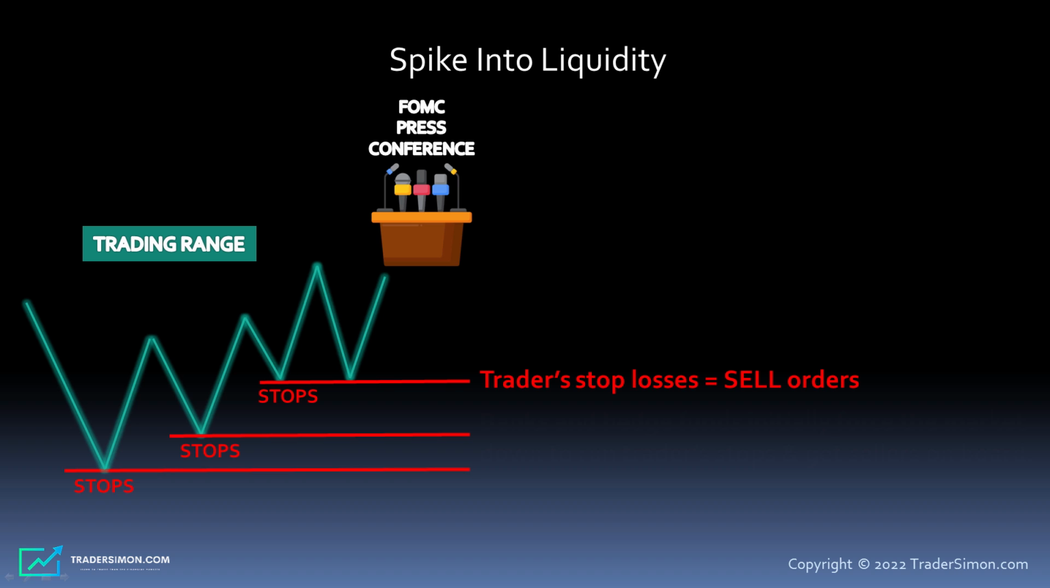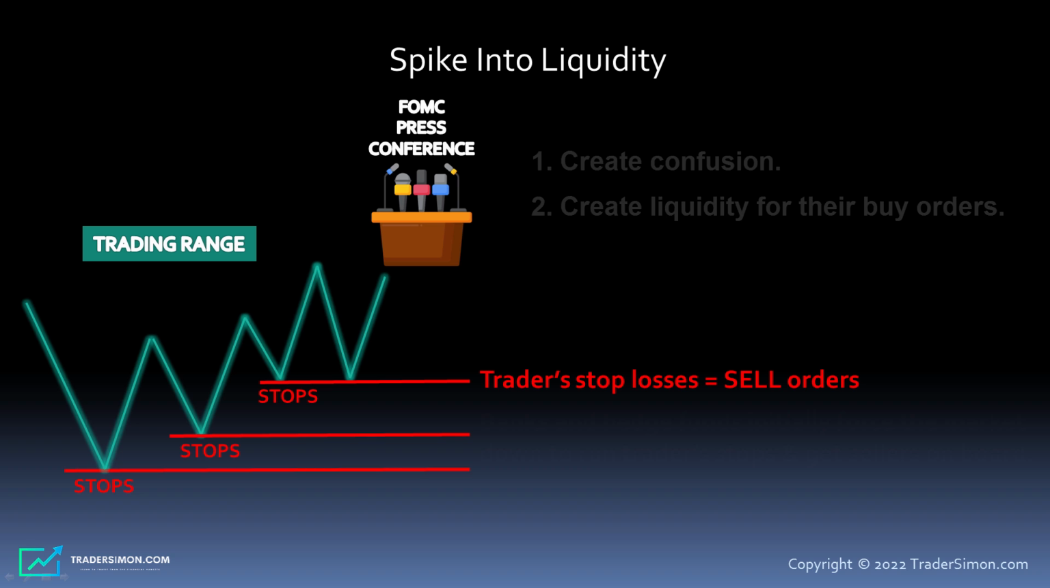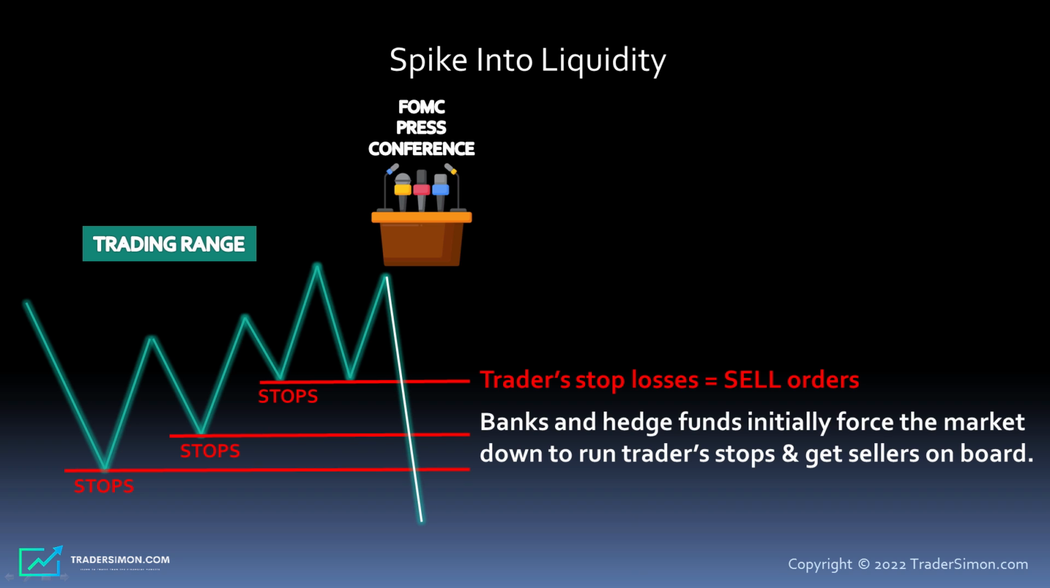There's a few things that banks and hedge funds want to do here. Number one, create confusion, and number two, most importantly, create liquidity for their buy orders. So the first thing they do is quickly run the market down to take out traders' stops, and traders who are long have to sell to get out of the market. This also causes trigger happy traders to FOMO in short.